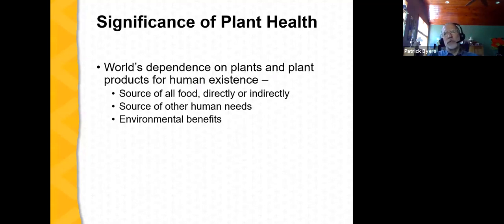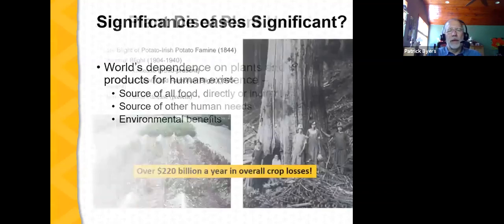And plants, of course, are important from the standpoint of environmental benefits. Plants help moderate the environment, particularly from the standpoint of reducing CO2 emissions, also in maintaining air quality, helping with managing water quality, helping maintain healthy soils, all of the things that go into a positive existence for us as humans. So again, yes, we do depend upon plants.